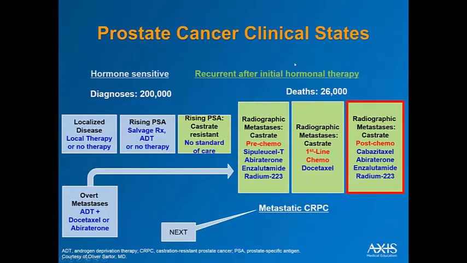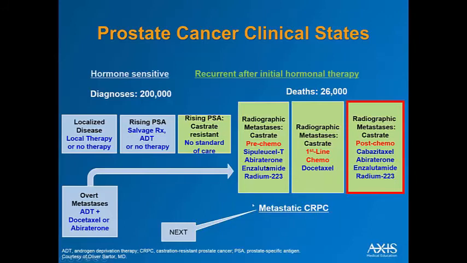So we go back to our disease states model, and when we look at it, the individuals with overt metastatic disease, when they progress, are going to have metastatic disease that is castrate-resistant, recurrent after initial hormonal therapy. Now, you can get to this metastatic CRPC also by coming the other route. You have localized disease, treatment and failure, and then a rising PSA and then metastases.